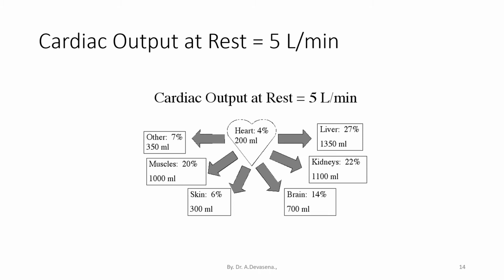Brain consumes 14%, that is 700 ml of blood. Skin consumes 6%, that is 300 ml of the blood. Muscles consume 20%, that is 1000 ml of the blood, and the others consume 7%, that is 350 ml of the blood.